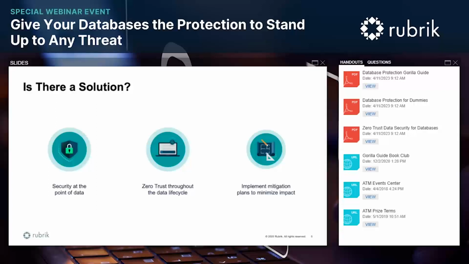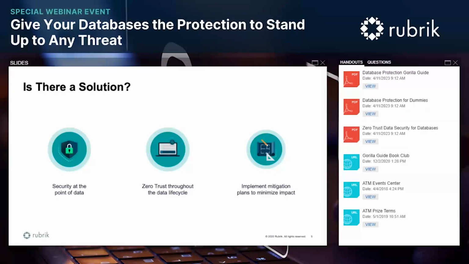Attacks typically have one common theme. They want to impact our data in some form, whether that be exfiltration, ransom, denying access, etc. If we want to minimize risk, we need to move beyond the basic defense in depth concepts and move towards security at the point of data. Some of the best ways to address this are implementing a zero trust framework throughout our development lifecycle and data lifecycle, and then implementing mitigation plans to either prevent an attack or deal with an attack once it's occurred.